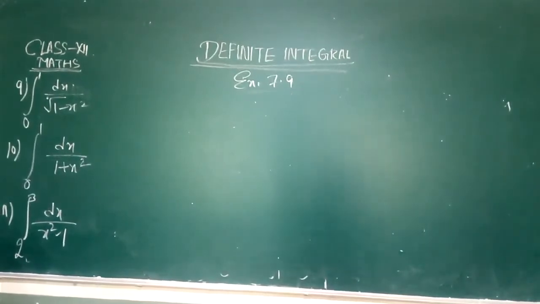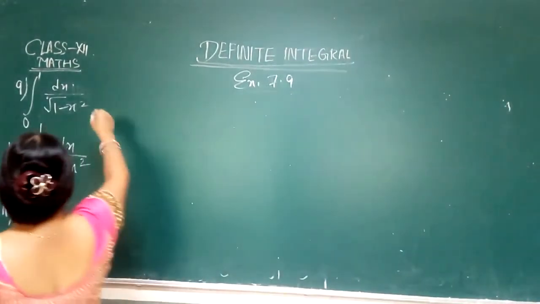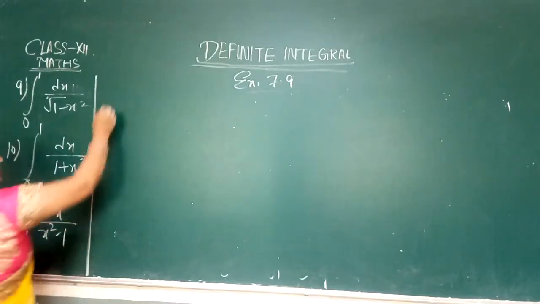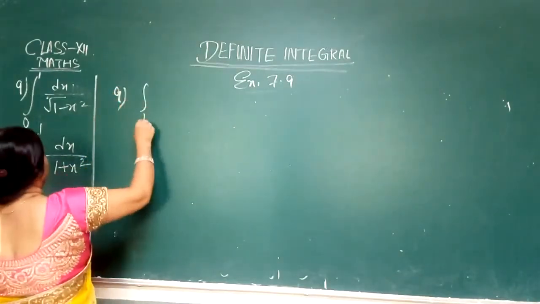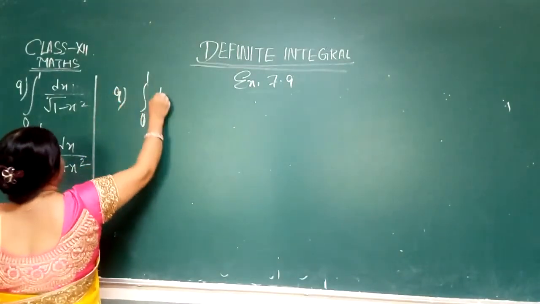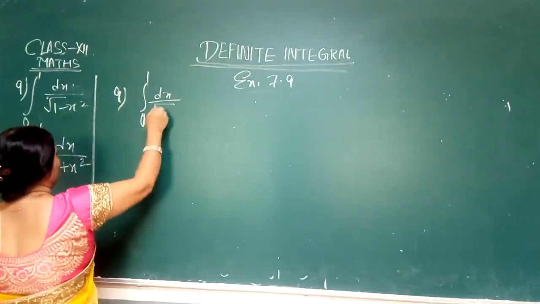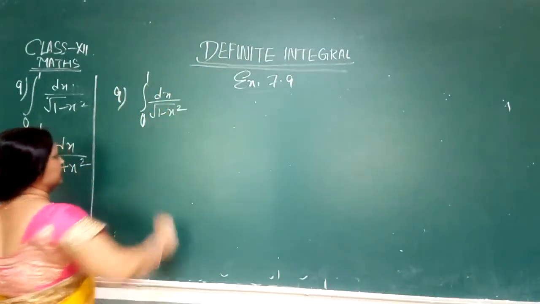Now after this we will solve question number 9. Question number 9 is integration of 0 to 1 dx upon root of 1 minus x square.